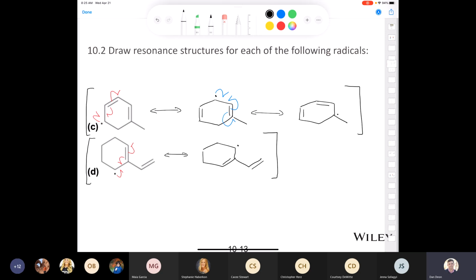Again, if you don't follow me 100%, you want to make sure that you take some time, get a piece of scratch paper, and practice drawing resonance structures. If you mastered resonance structures for carbocations and carbanions, then generally speaking, I would say that students are able to master drawing resonance structures with unpaired electrons or radicals.